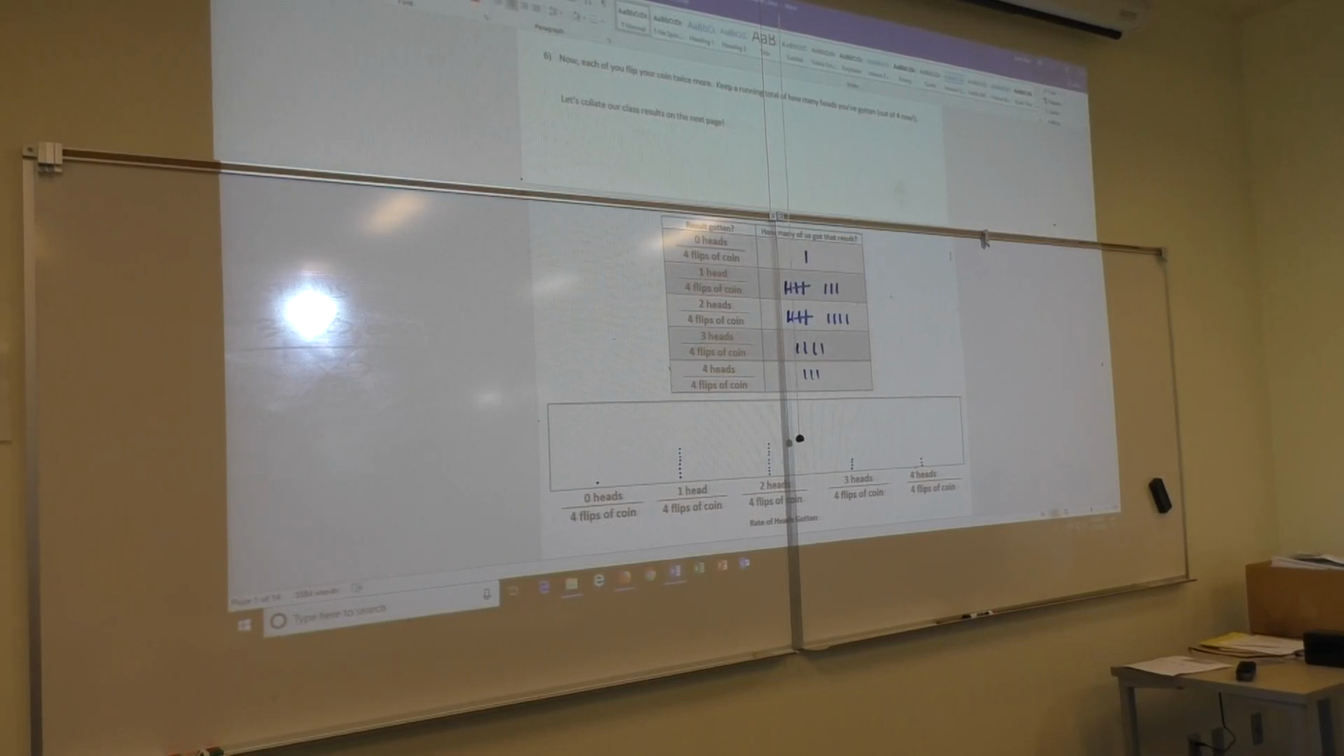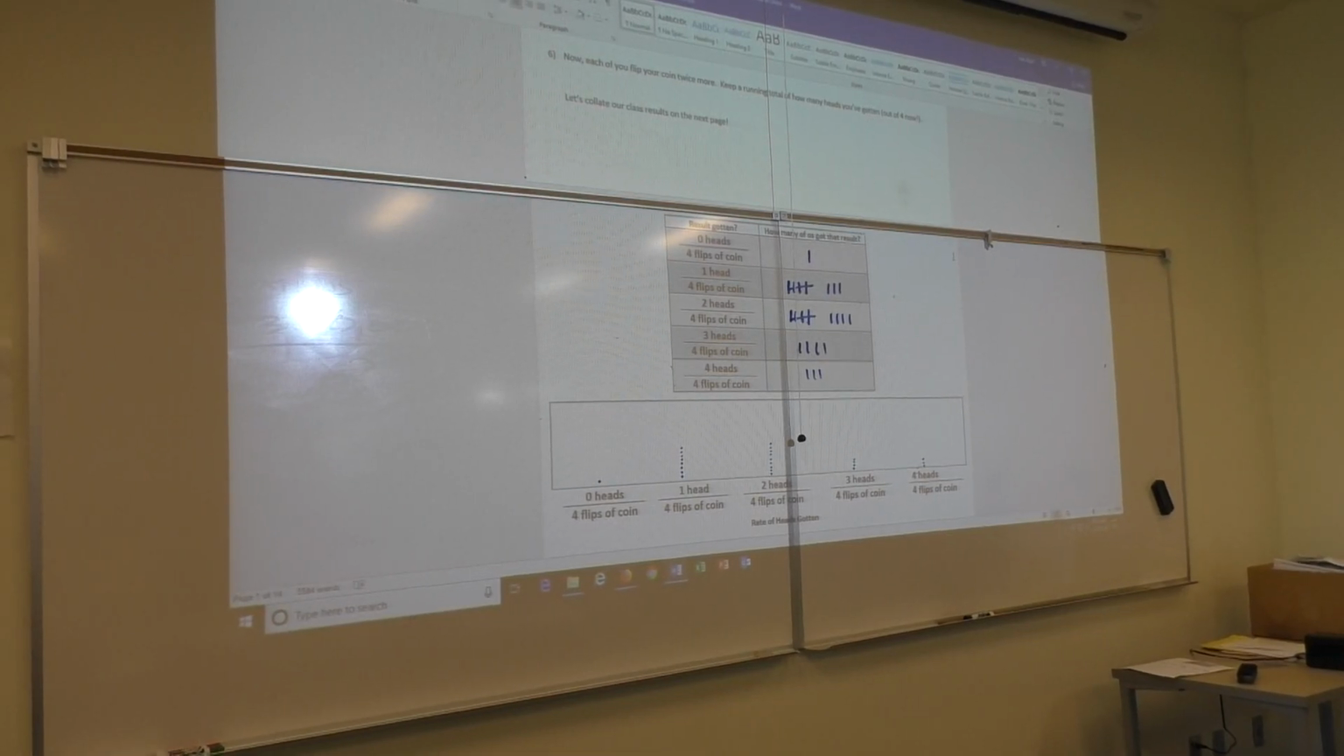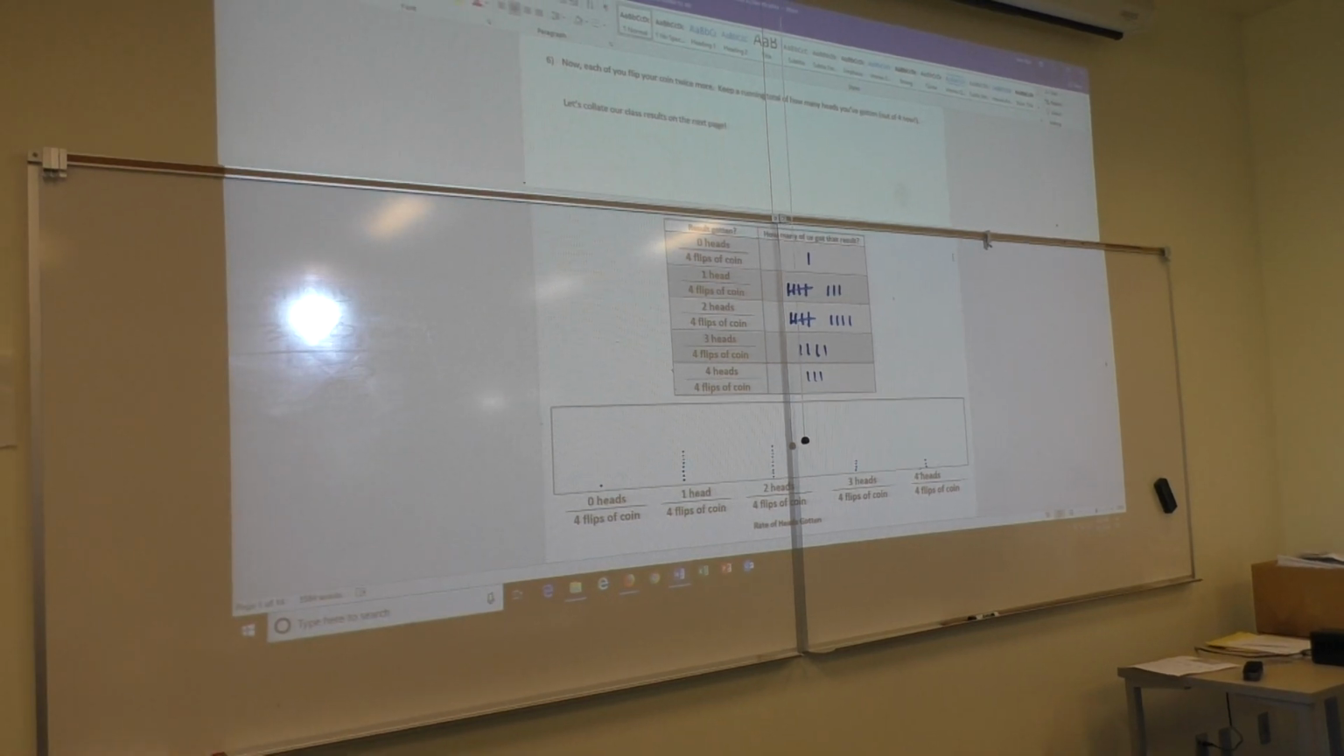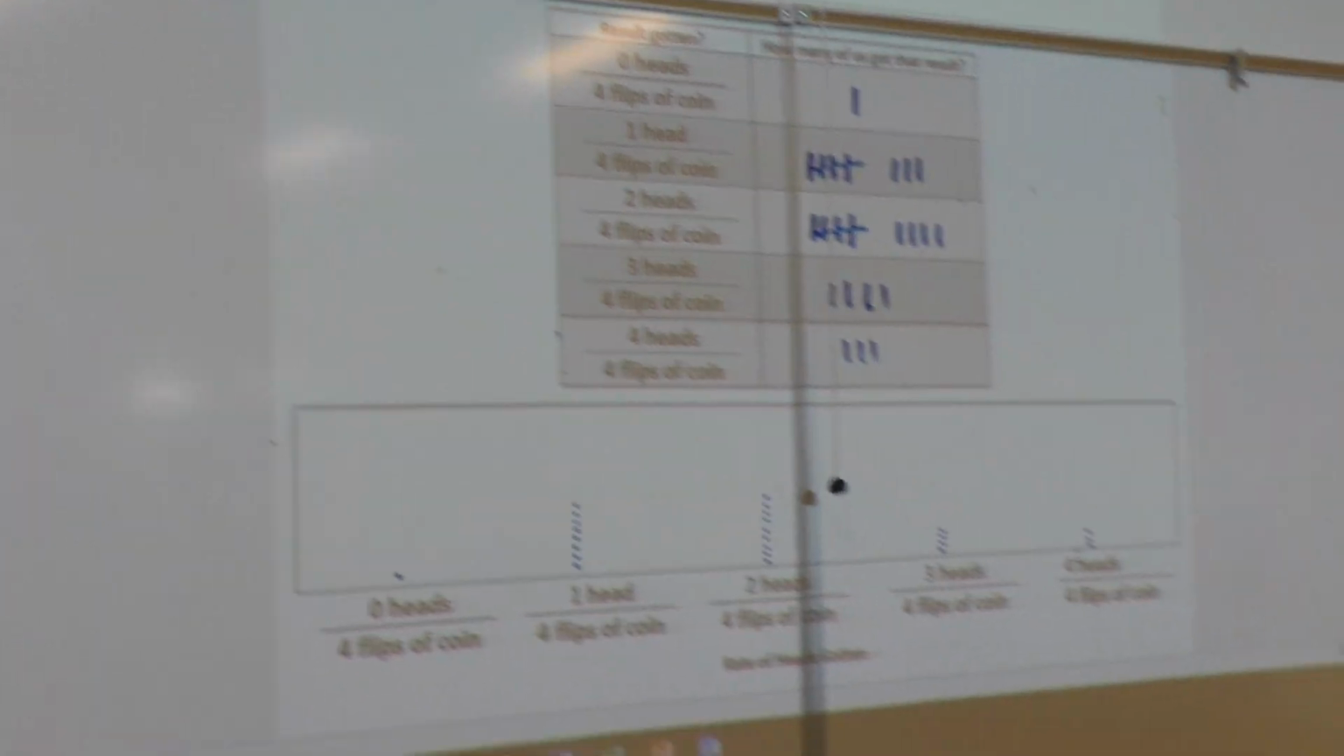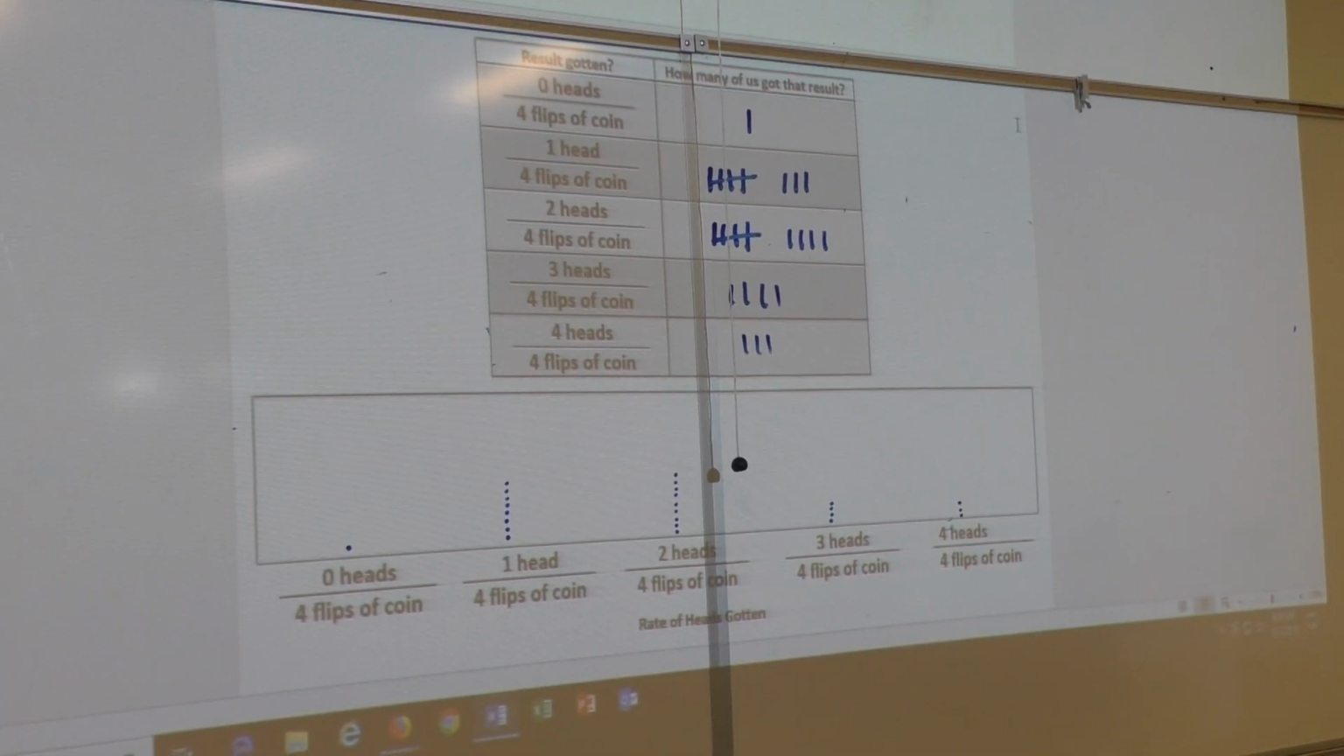Jessica, so we are now on the second page of the notes. We have collected data. We flipped 2 more times, and that's the total results for all 4 of our coin flips that we've gotten. And then the corresponding graph that went along with it.